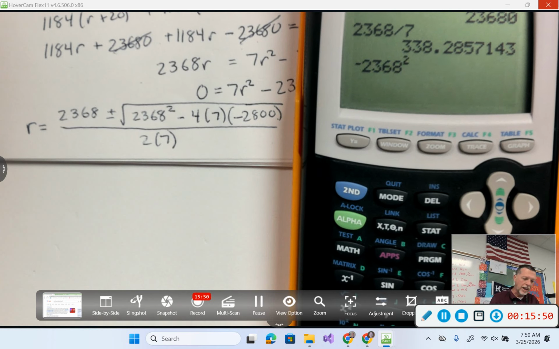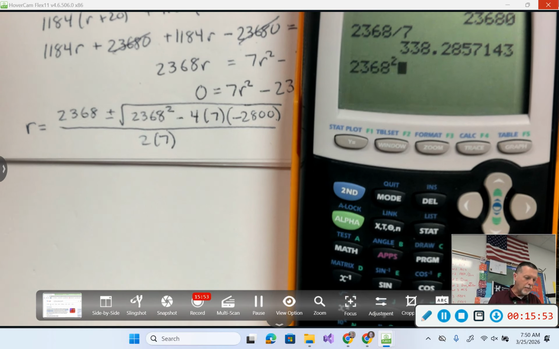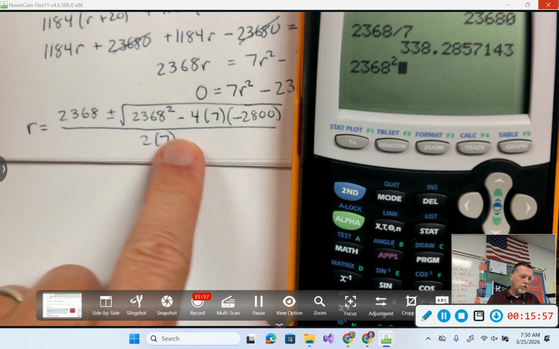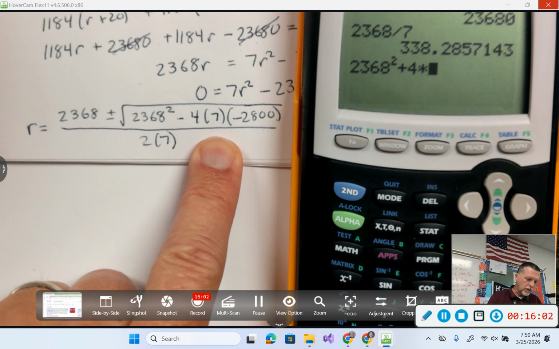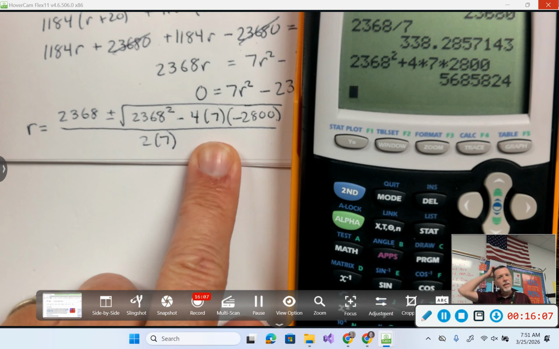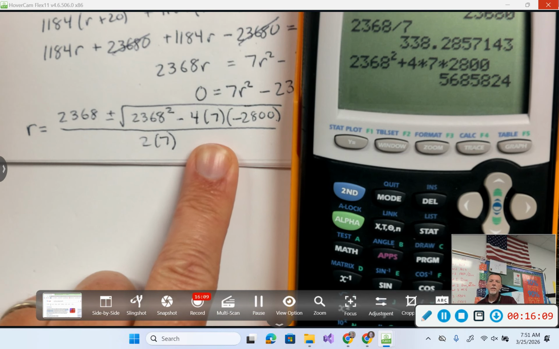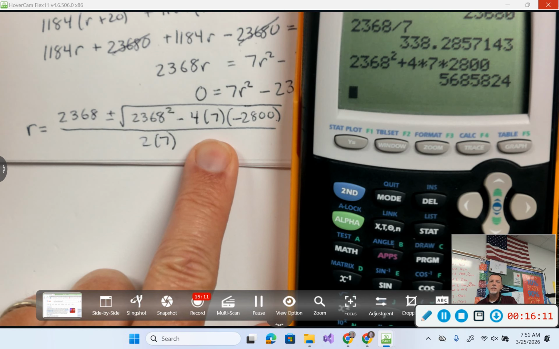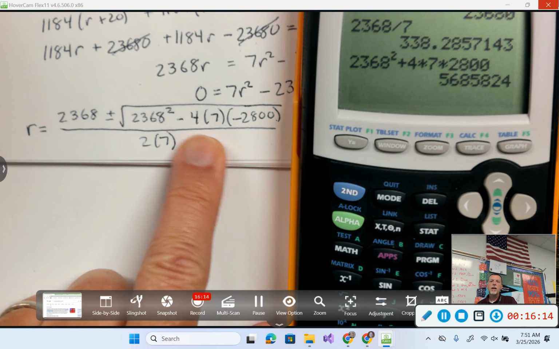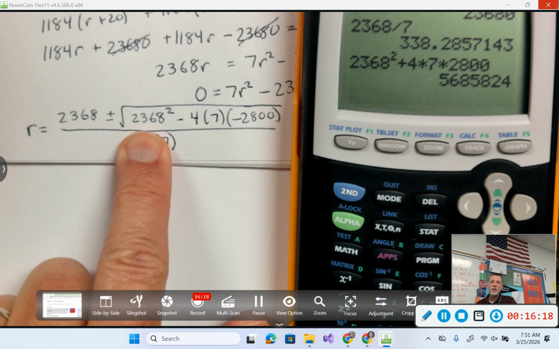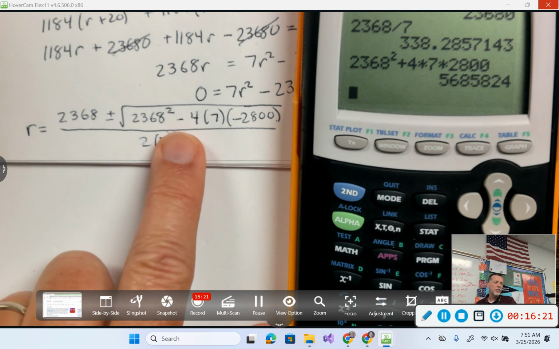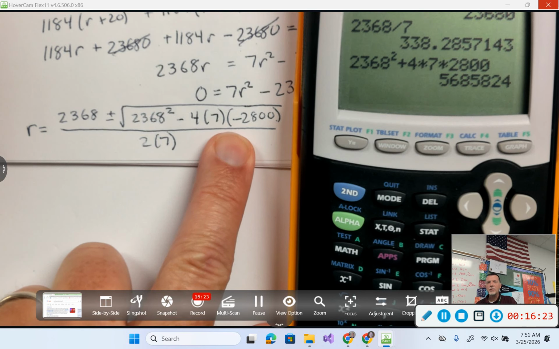I need to square the negative, or better yet, understand what's happening and just take care of the negative on your own. Speaking of negatives, two negatives make a positive, so I'm going to handle that on my own and just say plus 4 times 7 times 2800. That's a lovely number. Wait, negative. I didn't put negative in a couple places because I know what's going on. I know if I square a negative, I'm going to get a positive, so I'm not worried about it. And I know that two negatives make a positive, so I'm just going to go ahead and put plus.